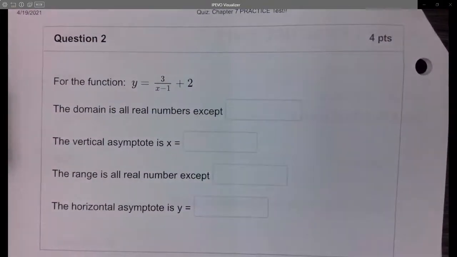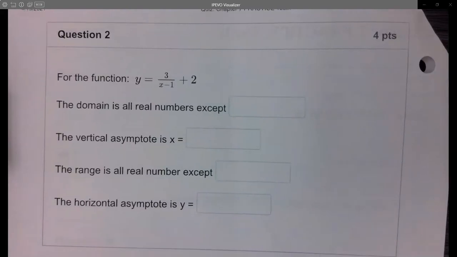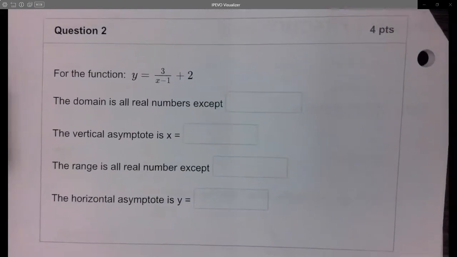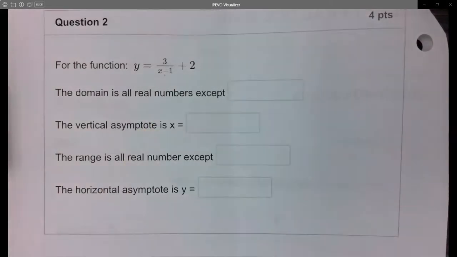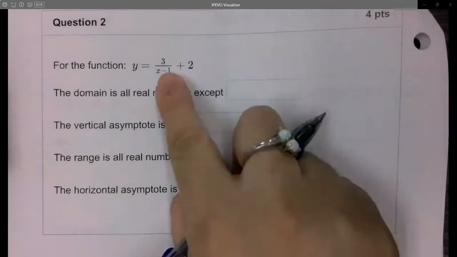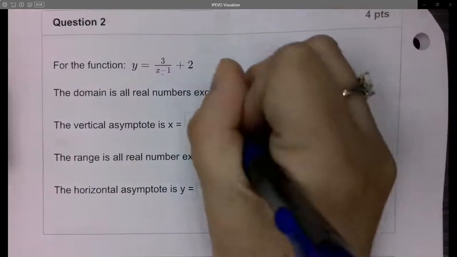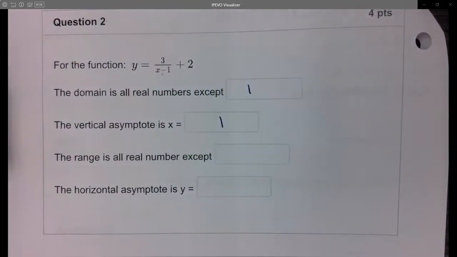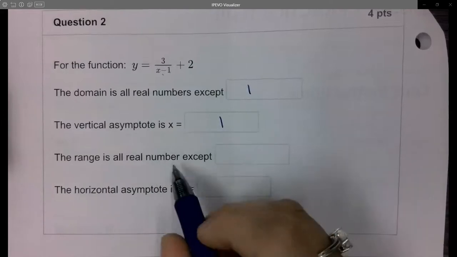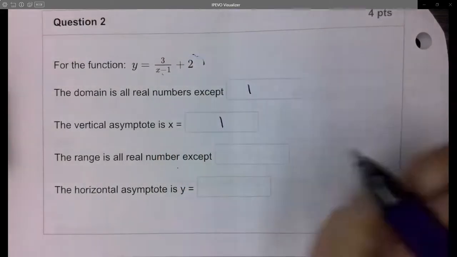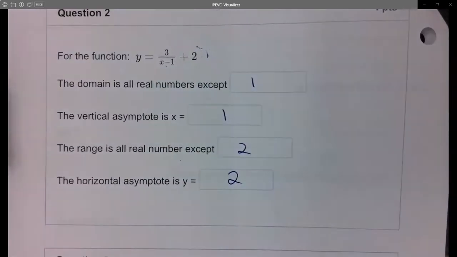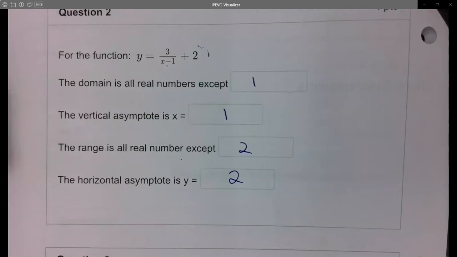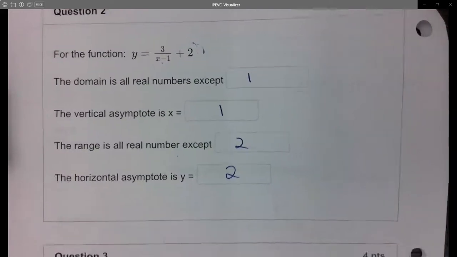This one wants me to find the domain, vertical asymptote, range, and horizontal asymptote. This one, remember, domain is the opposite of the denominator sign, so it's going to be all real numbers except 1, and then the vertical asymptote is going to be the same number, also the 1. My range is all of the numbers except my n number, so this is going to be 2, and that makes my horizontal asymptote also 2. Okay, so that works when I have a number at the end.